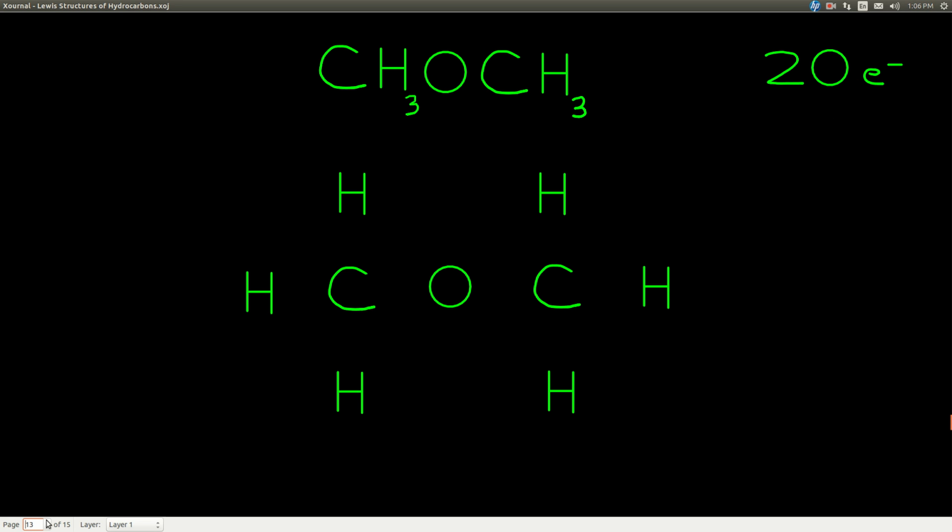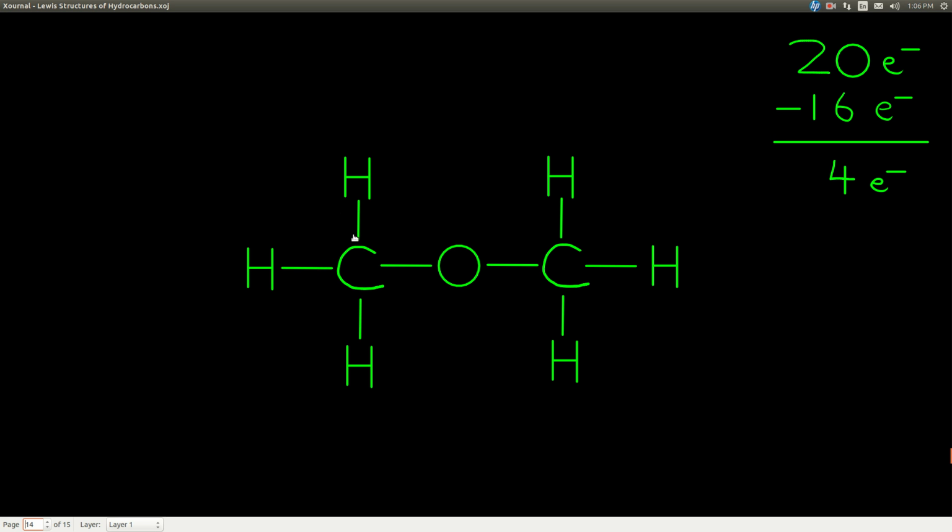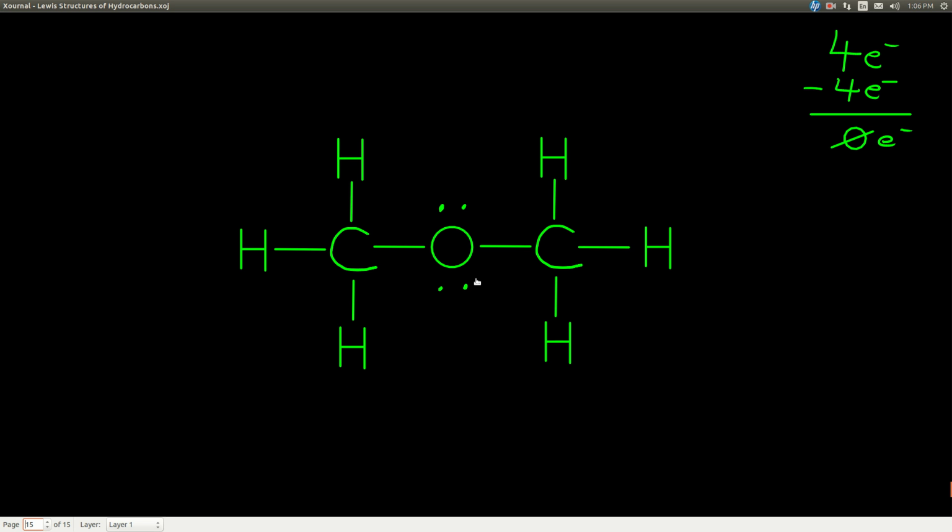So now attaching the atoms to each other, we use up 2, 4, 6, 8, 10, 12, 14, 16. We have 4 left. So satisfying the octet rule, all the hydrogens are good. Both of the carbons are good. They each see 2, 4, 6, 8. But the oxygen only sees 4, needs 4 more. So we're going to take these guys and put them right on there as 2 lone pairs. Now everybody has the octet rule satisfied. All the electrons are used up. We're done.